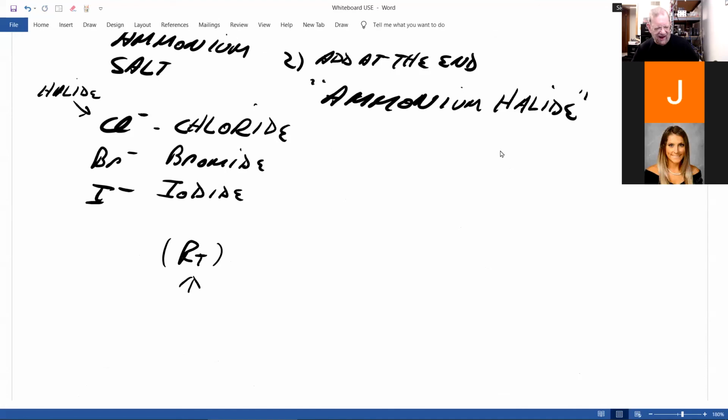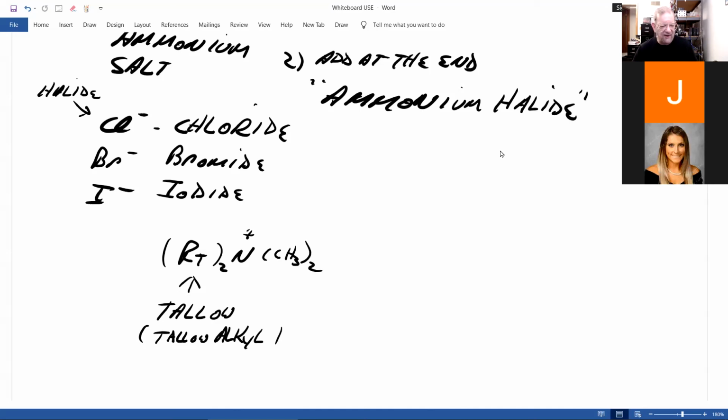Now, this is called the tallow group, or sometimes tallow alkyl. And when we get into fats and oils, I'll talk more about the actual structure. But I can tell you it has a mixture of 16 and 18 carbons with and without a double bond. And there are two of them on a nitrogen, plus on this nitrogen, I have two methyl groups. And this is a quaternary ammonium salt. And the most common anion is chlorine, or chloride.